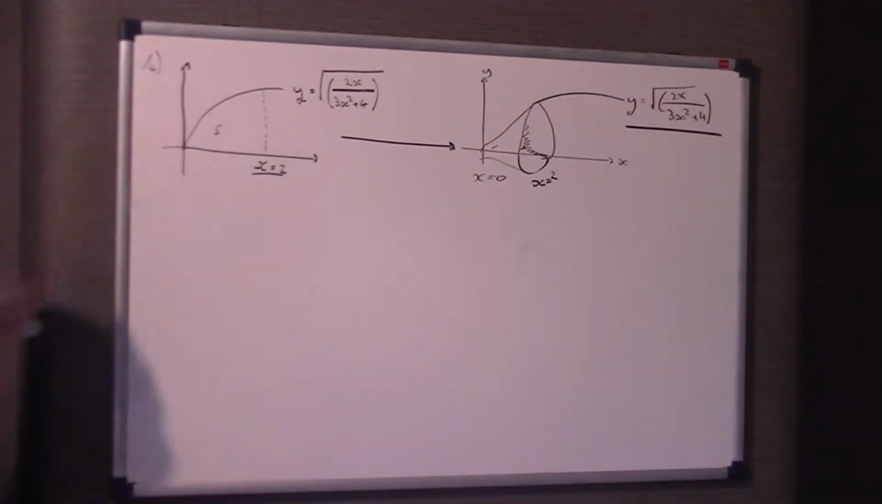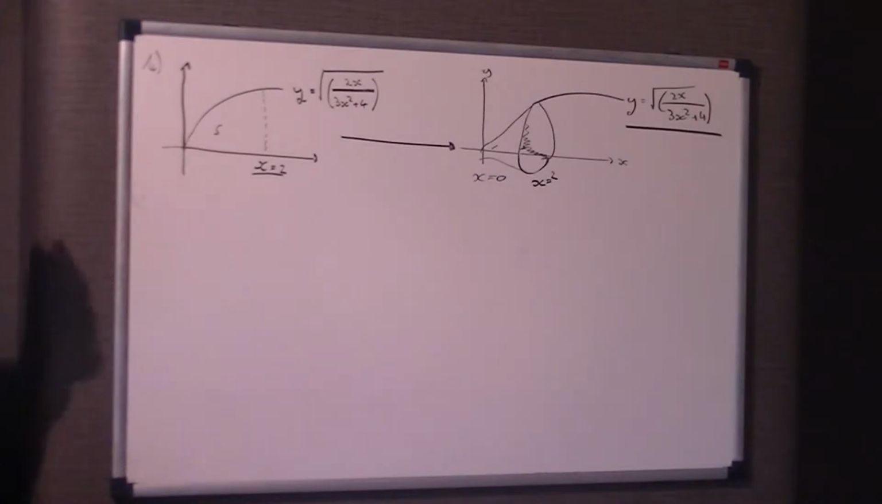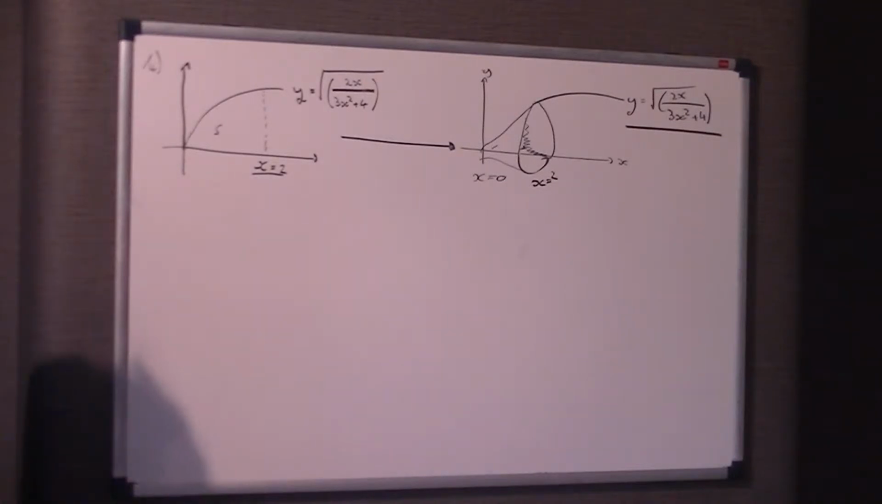Now, don't be put off by the square root of 2x over 3x squared plus 4. Don't try and square root that or anything to do with that, because in the formula we end up squaring the equation of the line or the curve or whatever it might be, in this case. So you don't need to worry about that.